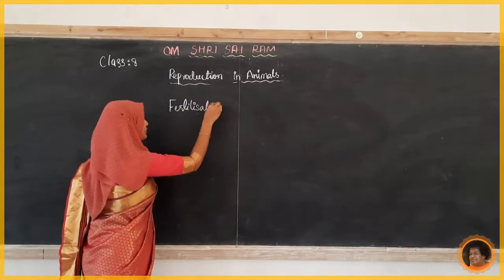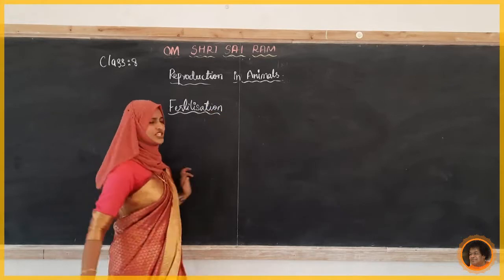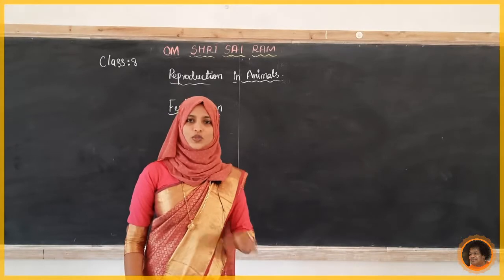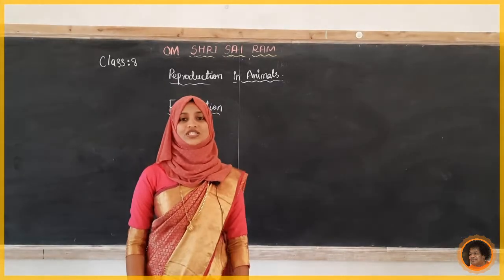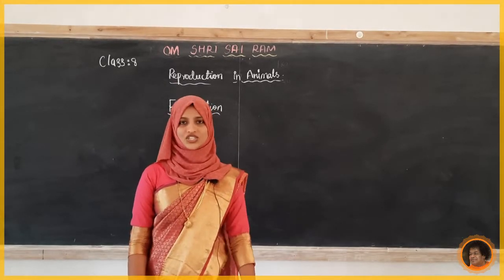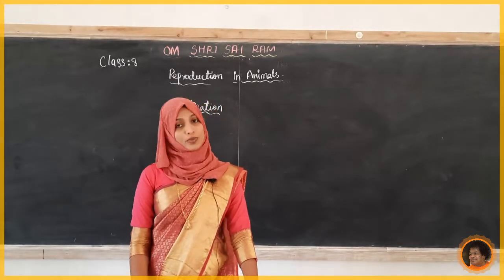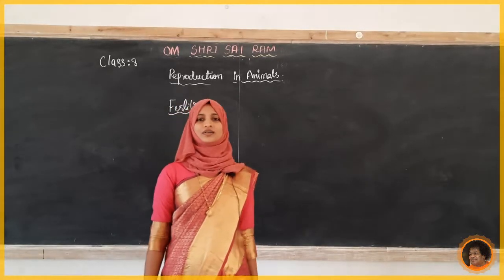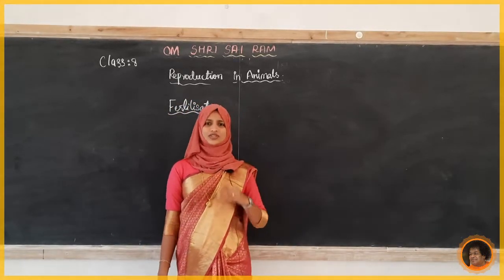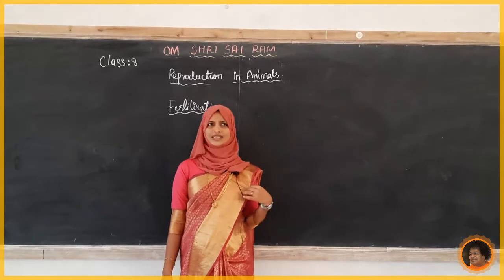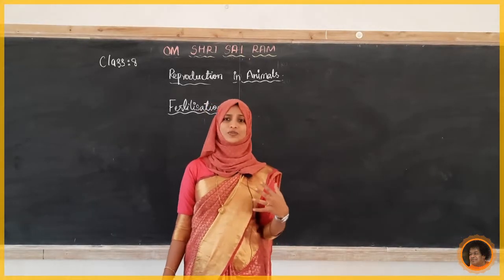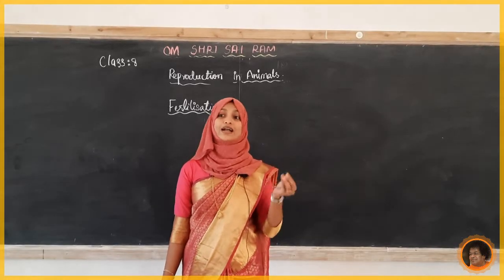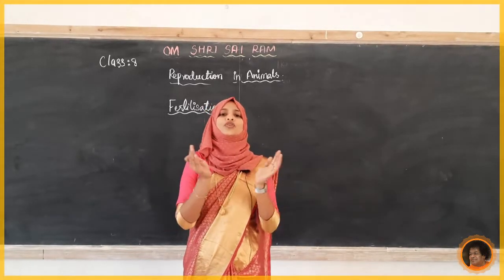Already we came to know how fertilization takes place in higher plants in our 7th standard. Now we will see how and where fertilization takes place in human beings as well as in animals. Can you derive the term, students, or give a definition for fertilization? Fertilization means nothing but the male and female gametes fuse.